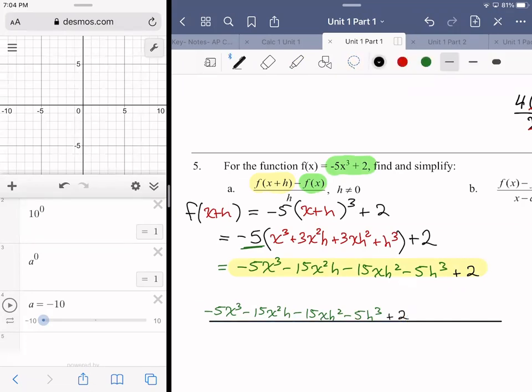So from this, we're subtracting off the -5x cubed plus 2 over h. And again, we know from experience that anything that doesn't have an h attached to it's going to cancel away.